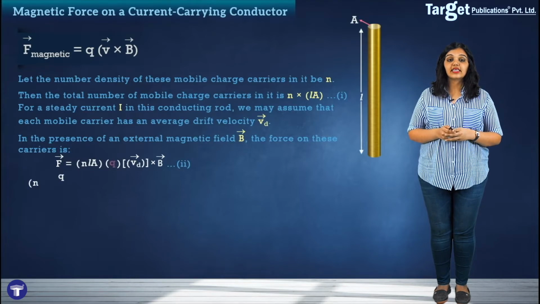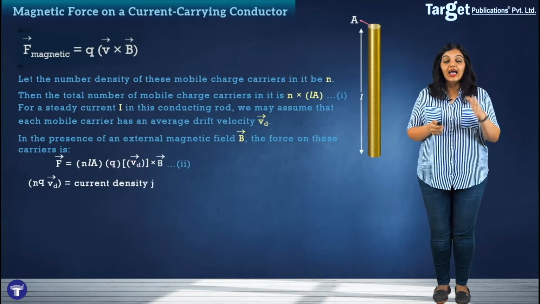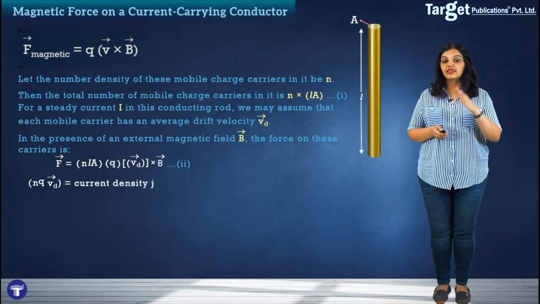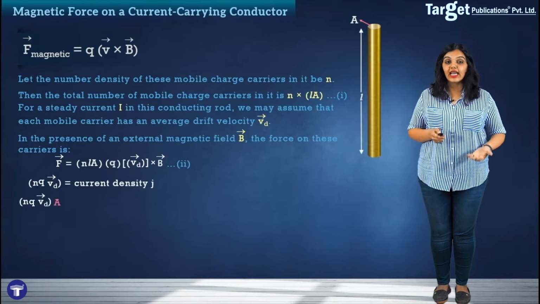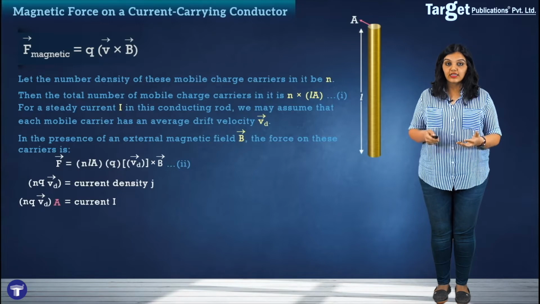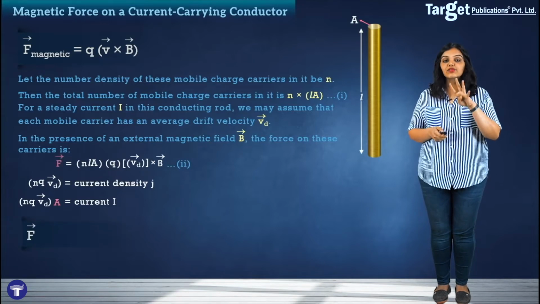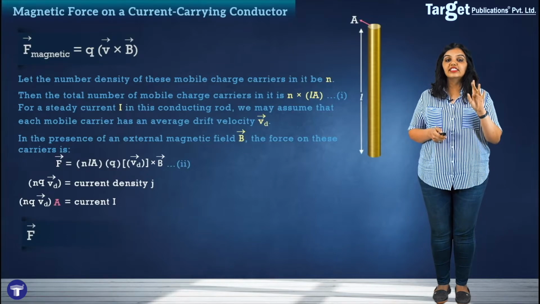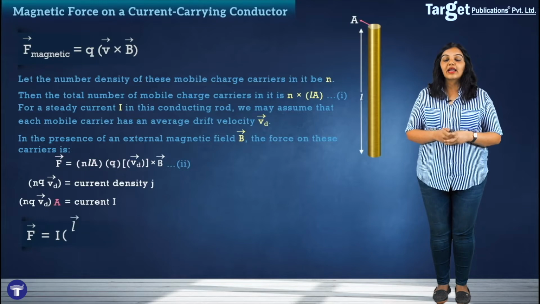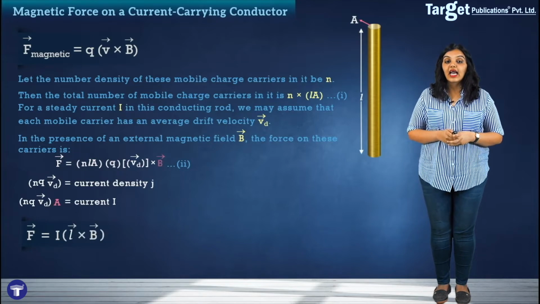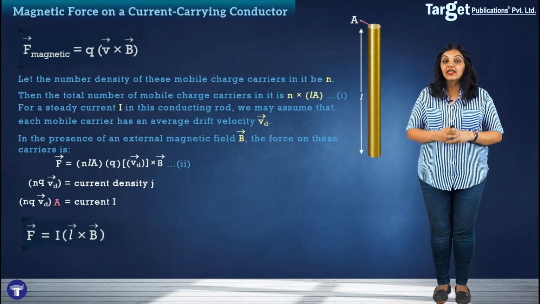And now I can say that n into q into Vd is nothing but the current density J, and we know that current density is nothing but current upon area. And therefore, if I multiply nqVd with the area A, what I get is simply the current. Now in my expression, that is equation 2, I will find these four quantities, that is n, q, Vd and A, and replace them simply by I. And then in the bracket will remain L and B, and therefore I will get the final expression that I want, that F is equal to I L cross B.